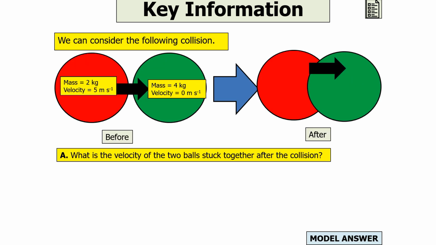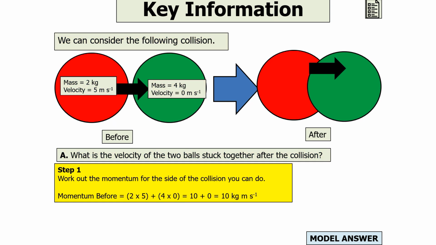So let's consider the following collision. What's the velocity of the two balls stuck together after the collision? So the first step is to work out the momentum for the side of the collision you can do. So beforehand, it's 2 times by 5 plus 4 times by 0. So 10 plus 0 is 10 kg meters per second.